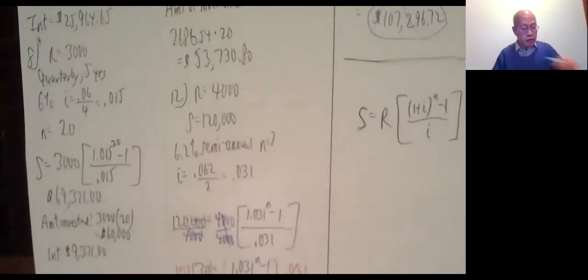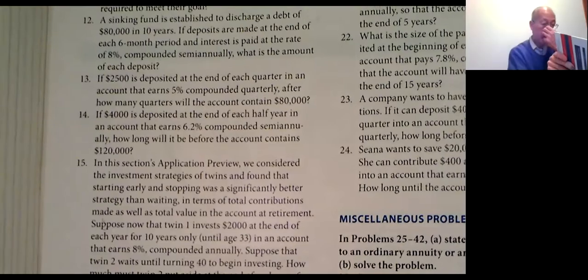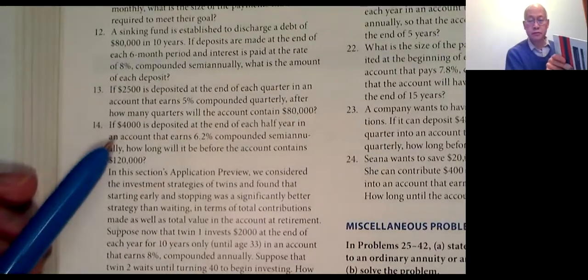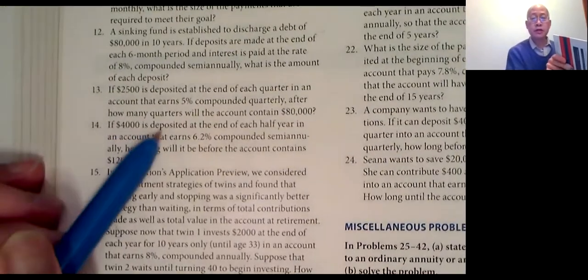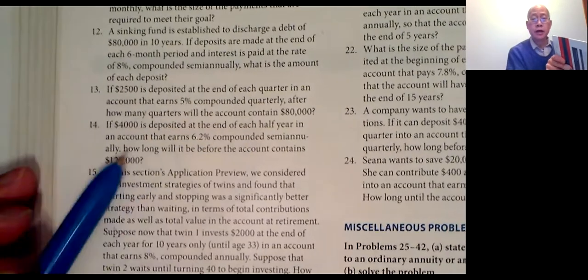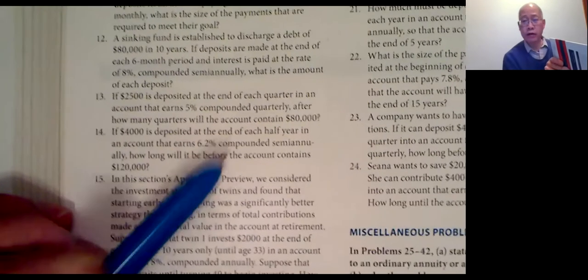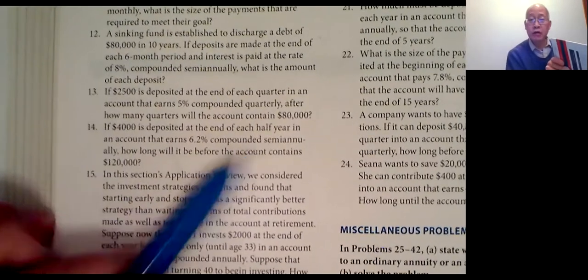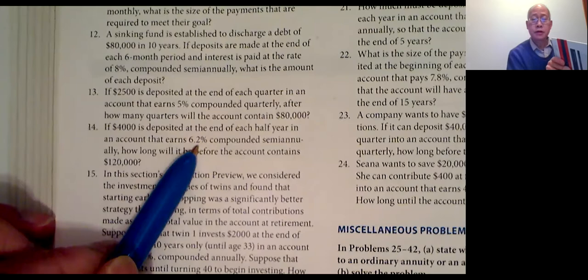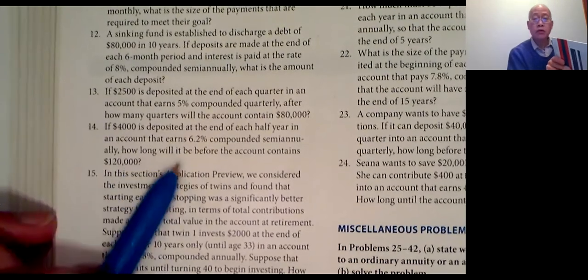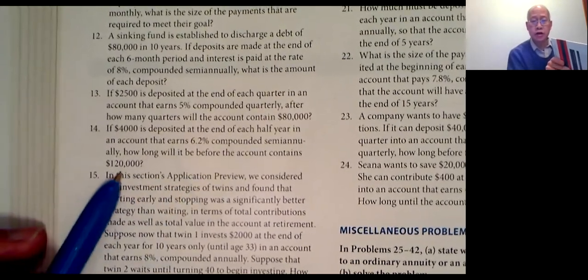So the next problem I want to show you, it's the last main one. Number 14 is a little bit different. In fact, it's a little bit harder. $4,000 is deposited at the end of each half year in an account that earns 6.2% compounded semi-annually. There's semi-annual again, so you know what to do. Semi-annual, what should I do with that? Divided by 2. How long will it be before the account contains $120,000?